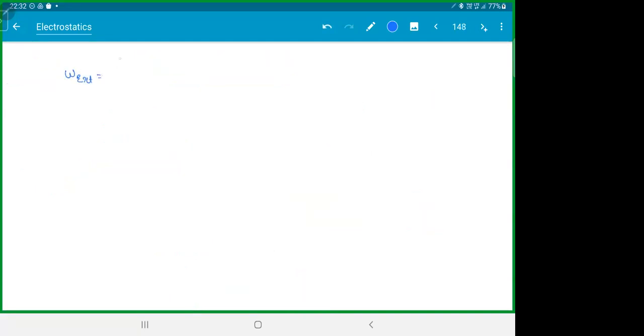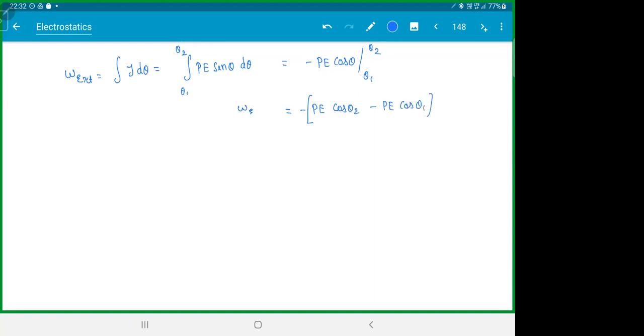And we can write work done by external force is torque d theta, which is nothing but PE sine theta d theta. This will become minus PE cos theta, limits theta 1 to theta 2. Work done by external force is nothing but change in potential energy. So U of theta 2 minus U of theta 1 will be minus PE cos theta 2 minus PE cos theta 1.